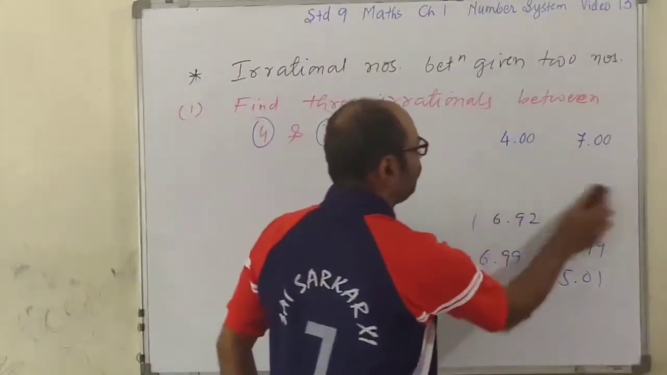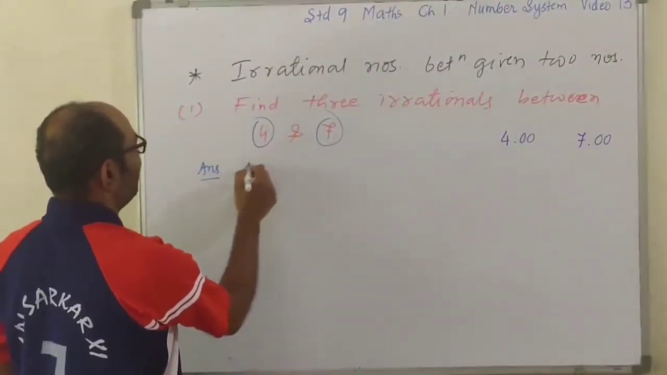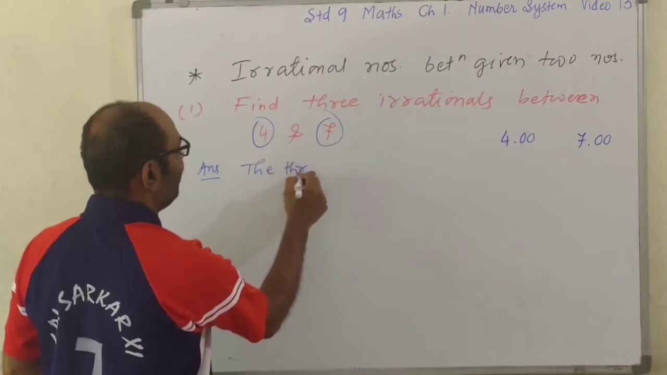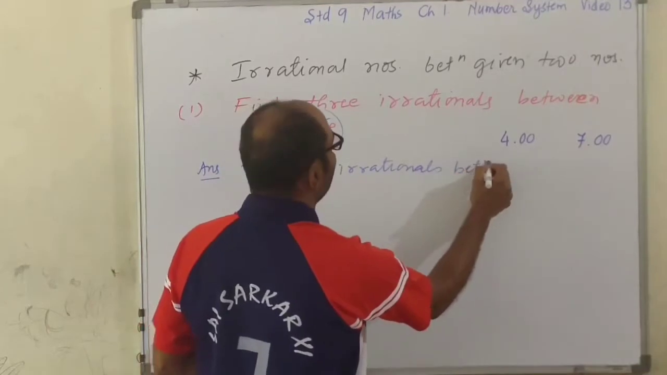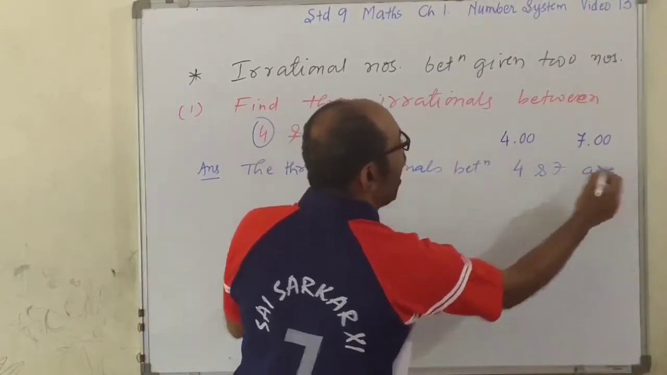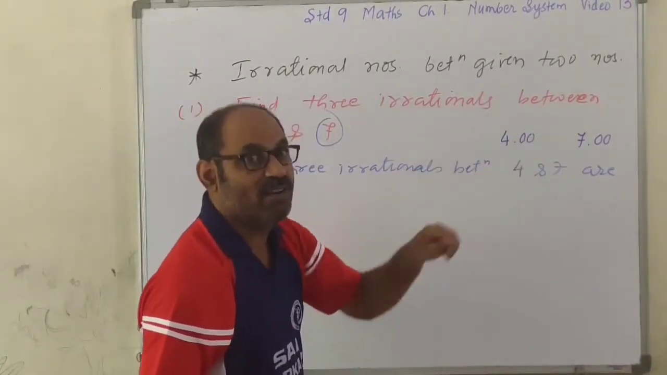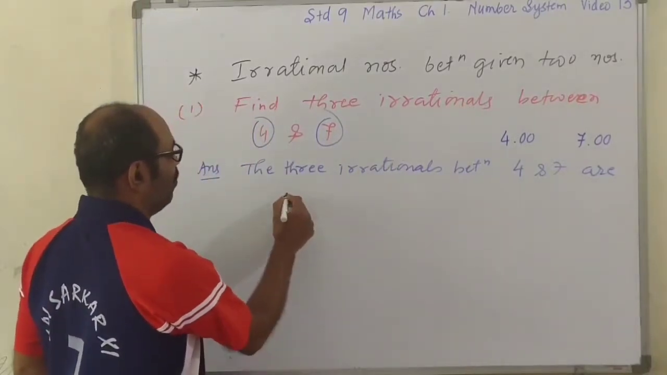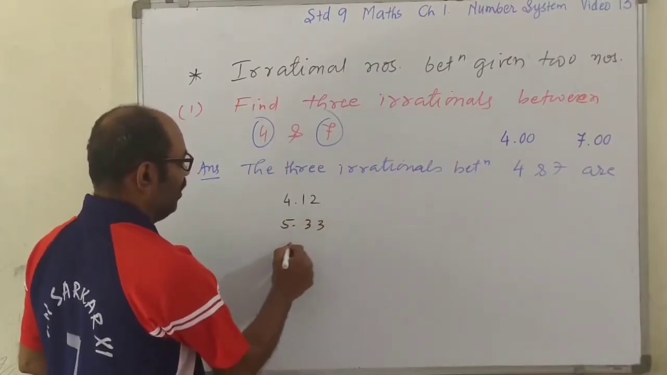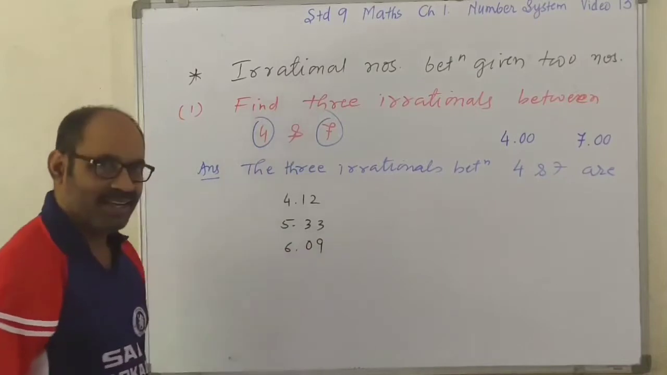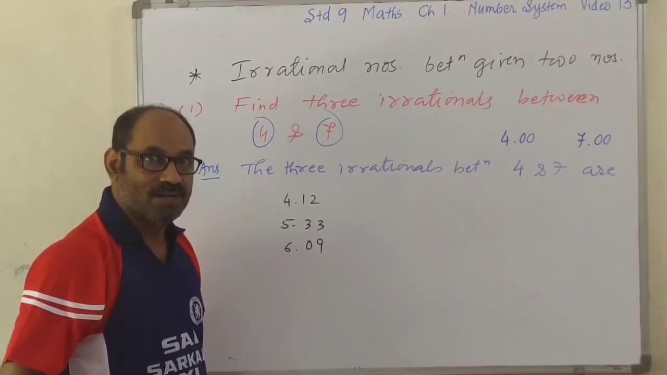Alright, let's see. I'm writing the answer, children. The 3 irrationals between 4 and 7 are, between 4.00 and 7.00: 4.12, 5.33, 6.09. Okay? Children, these are rational numbers, not irrational numbers.